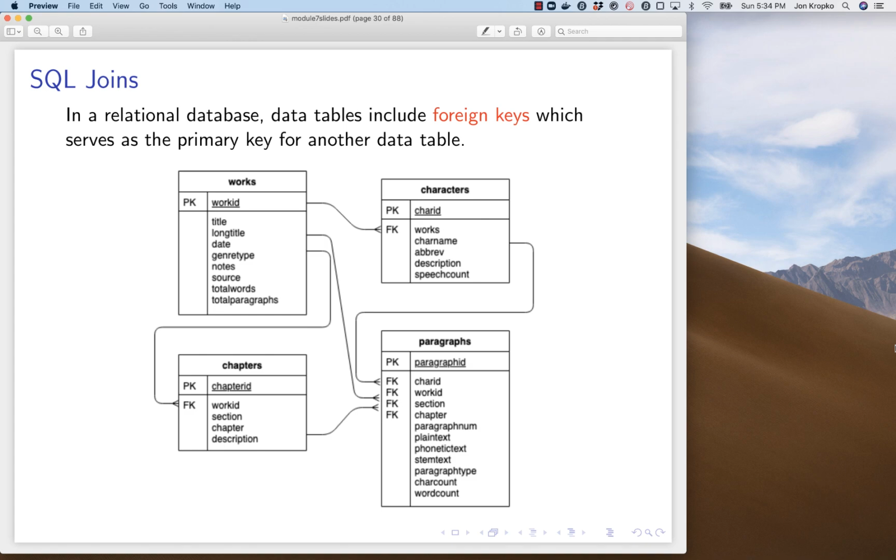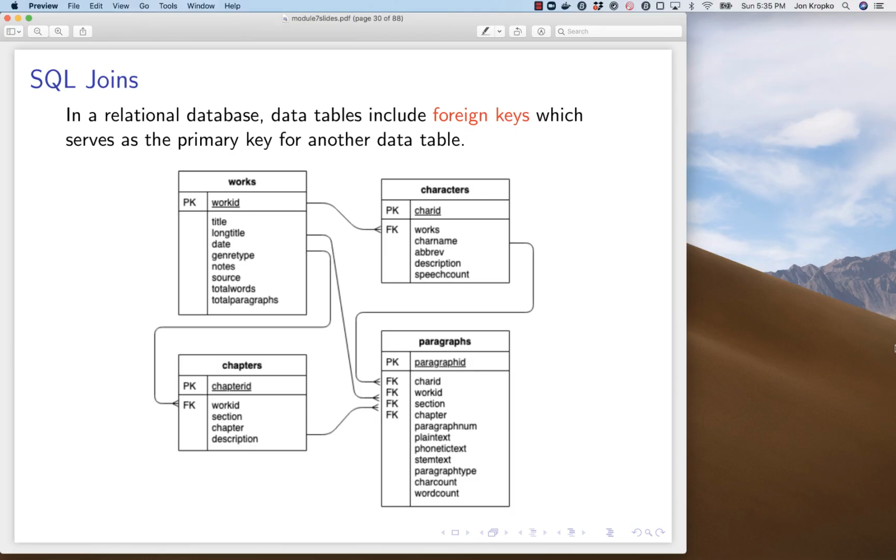So if you look at characters, the primary key is a character ID, but the characters are present in a work, right? So Prospero is in The Tempest, right? And so here we have, for a foreign key, works, which matches to work ID, the primary key in the works table. So we have primary keys and we have foreign keys.